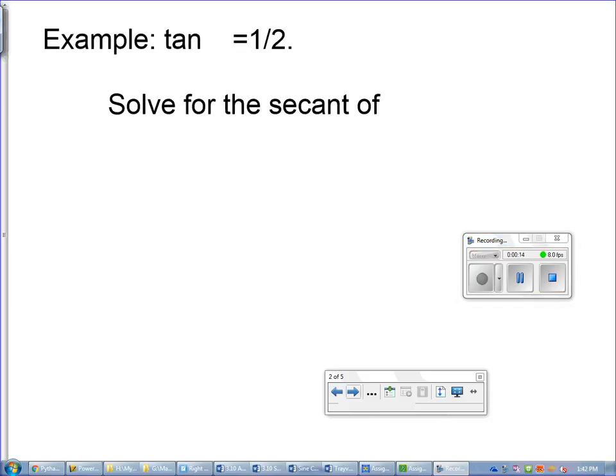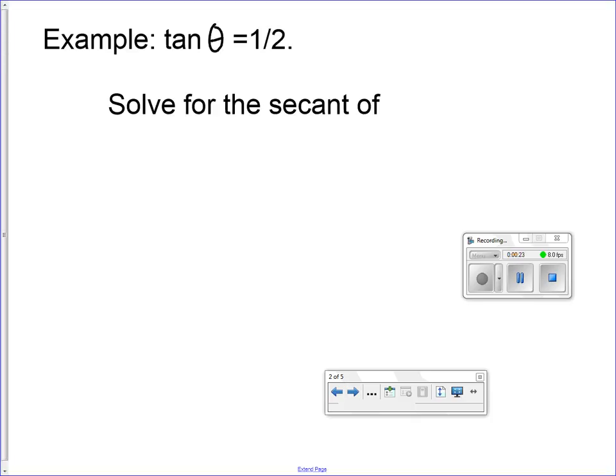So we're going to look at an example, and we're actually not going to solve it just yet. We're going to have the tangent of theta equals 1/2, and I'm going to give you a restriction that we're going to solve between pi and 3 pi over 2. And so the question is to solve for the secant of theta. So how are we going to approach this?